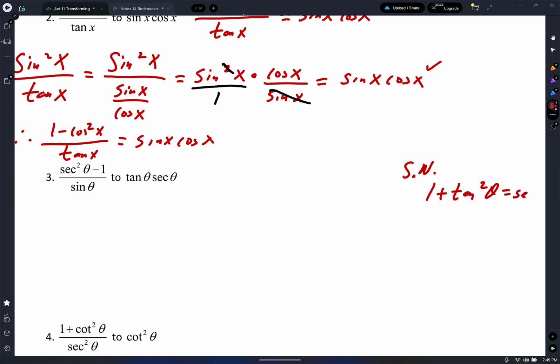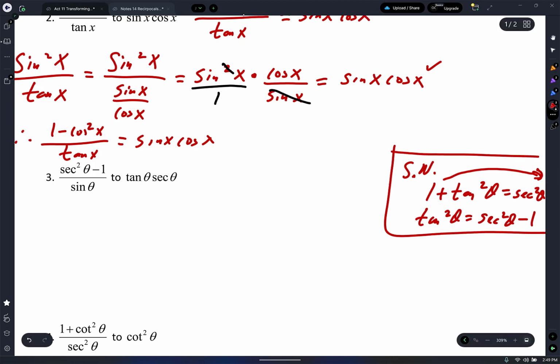Equals secant squared. Do that. That's a side note. I do not have 1 plus tan squared, but I have secant squared minus 1, correct? So move the 1 to the other side, and then you will have that. Tan squared theta equals secant squared theta minus 1. So that's a side note that you need for this. Cool or not cool?